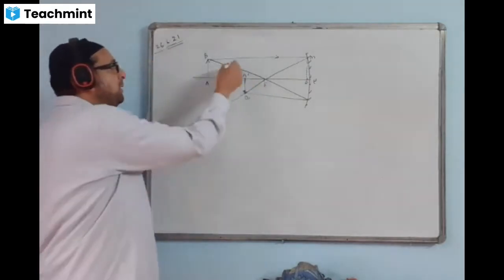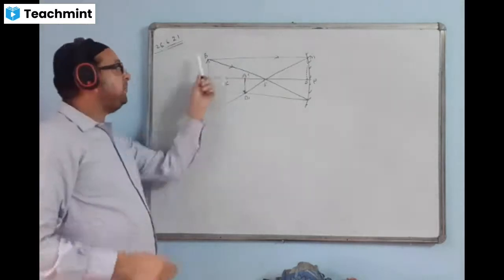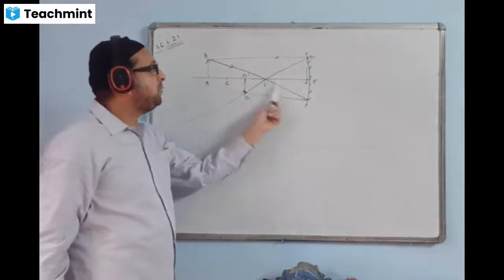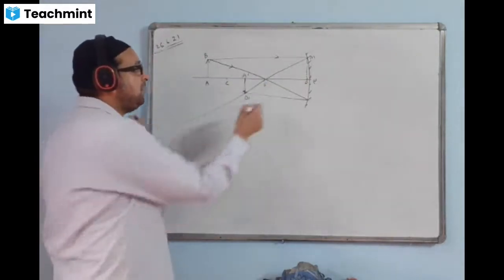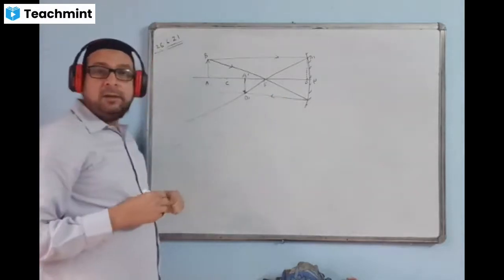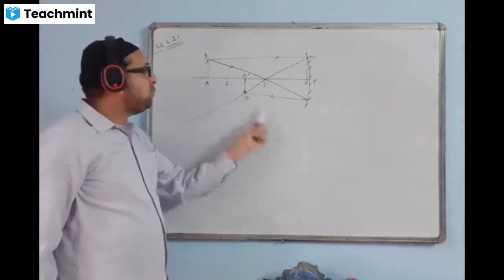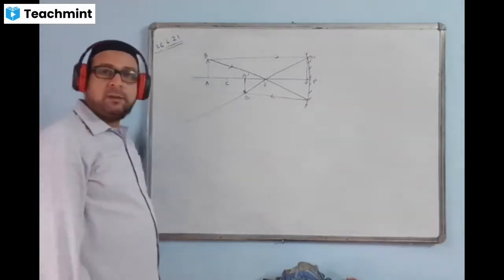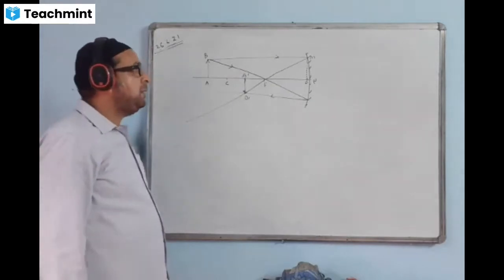This time I am forming the image by taking one ray passing through F, another ray passing through F, becoming parallel. That way I am forming the image. In the previous diagram I showed it's passing through C, returning back. So that is also a method. This can also be a method.